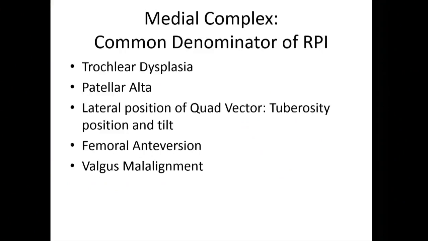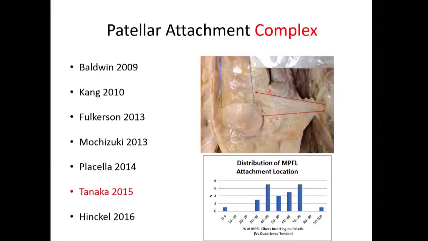It's usually the common denominator in an instability patient, so you have to be aware that they may have trochlear dysplasia, patellar alta, valgus malalignment, altered position of the tuberosity. So don't just focus on one thing. You have to make a laundry list and then see what's the maximal bang you can get for the minimal amount of surgery. So this is Miho Tanaka's work, and you can see the top red line that goes up into the quadriceps. So it's not just medial patellofemoral, it's medial quadriceps tendon as well.